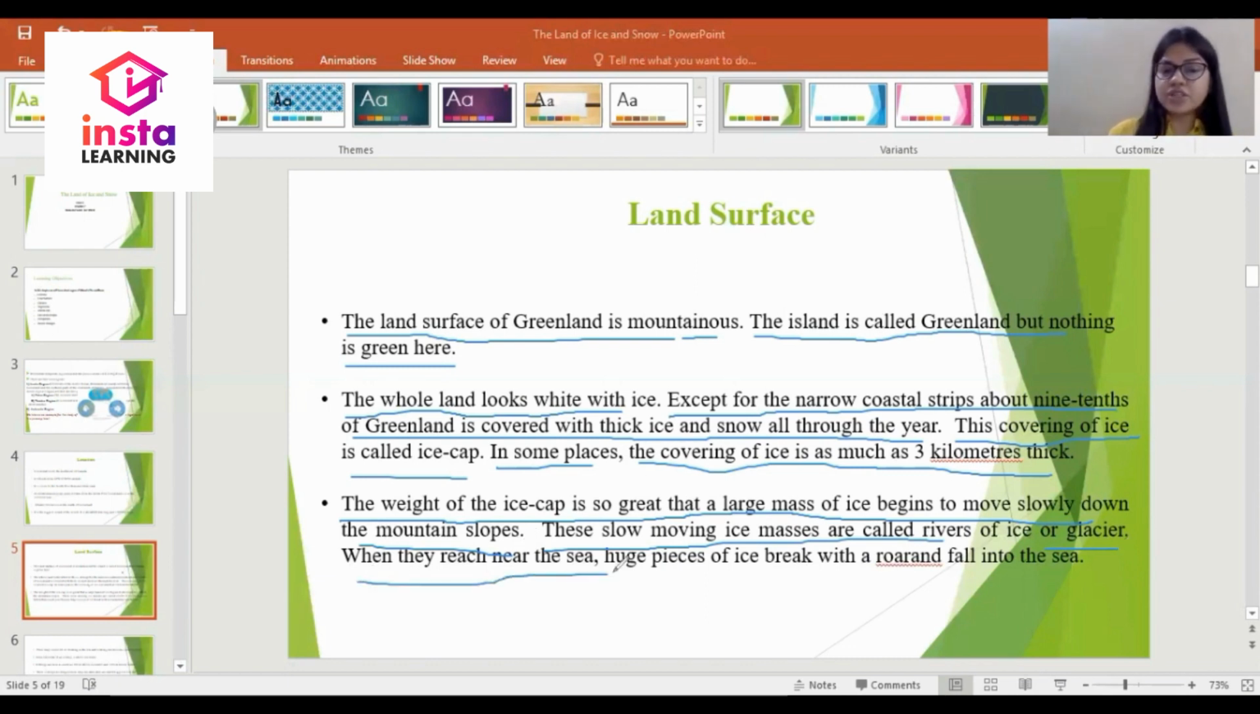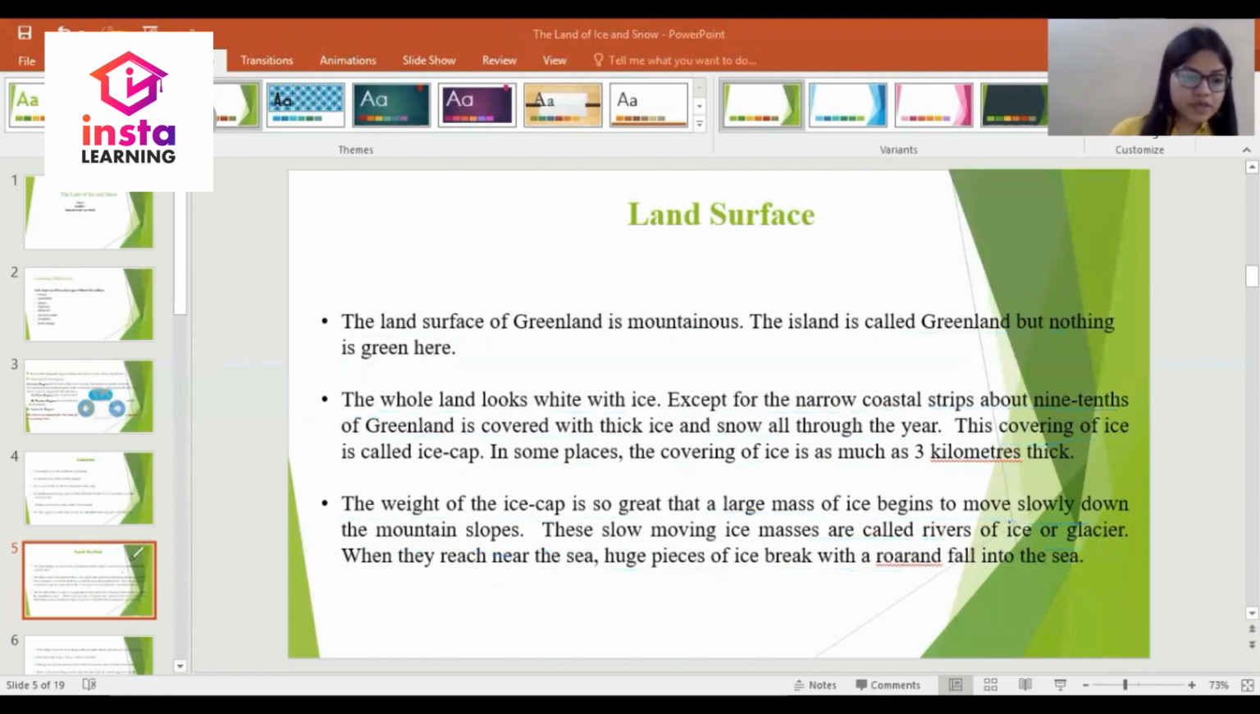When they reach near the sea, huge pieces of ice break with a roar and fall into the sea. So this is all about land surface. Let's understand ahead.